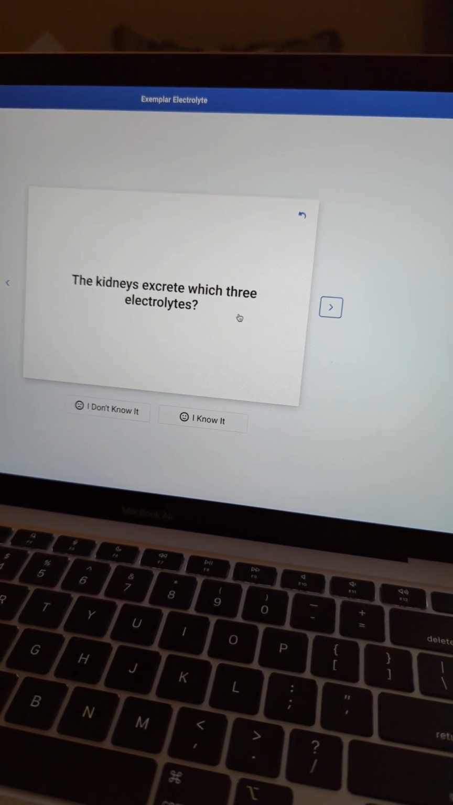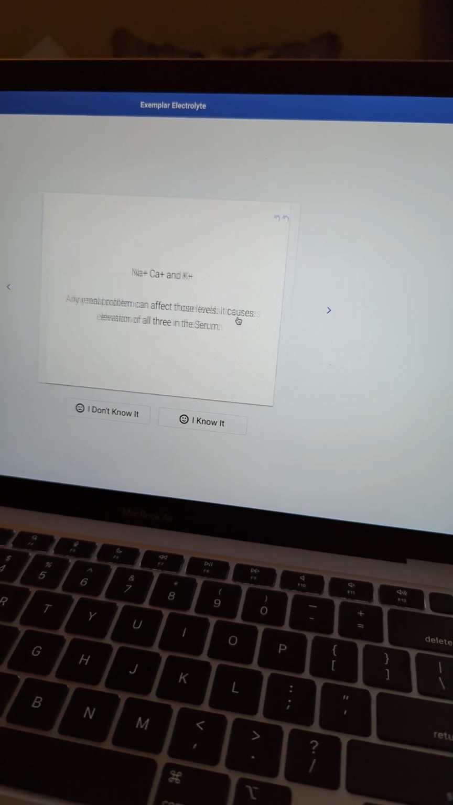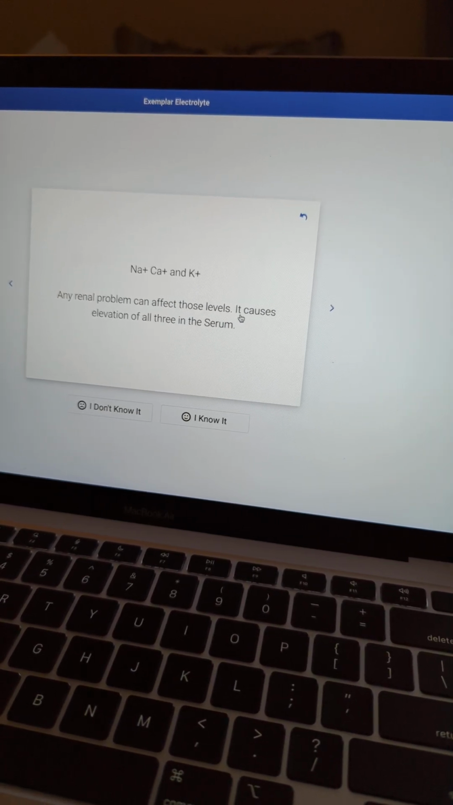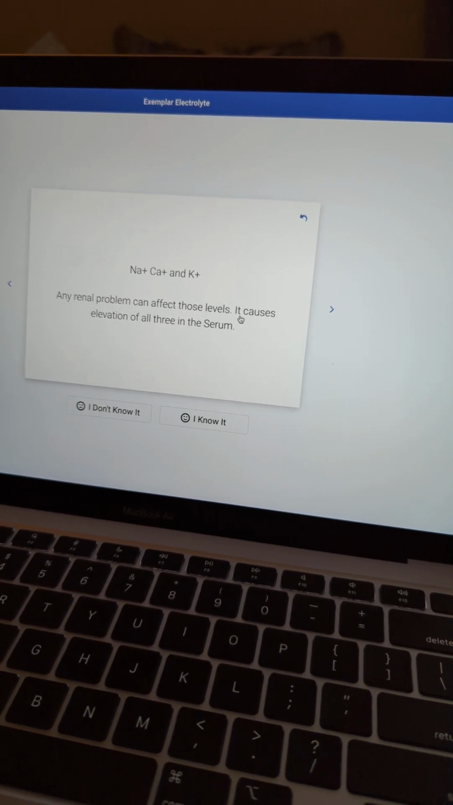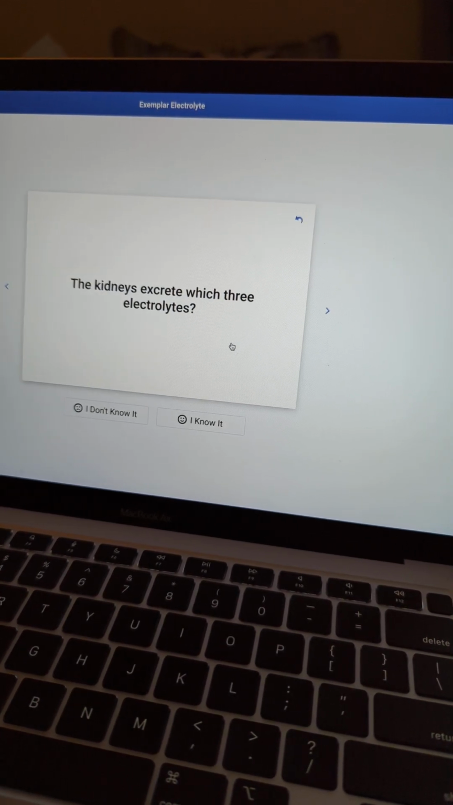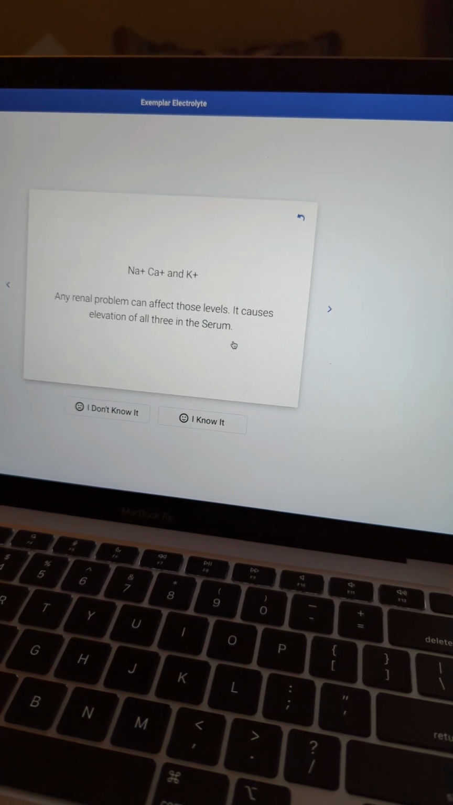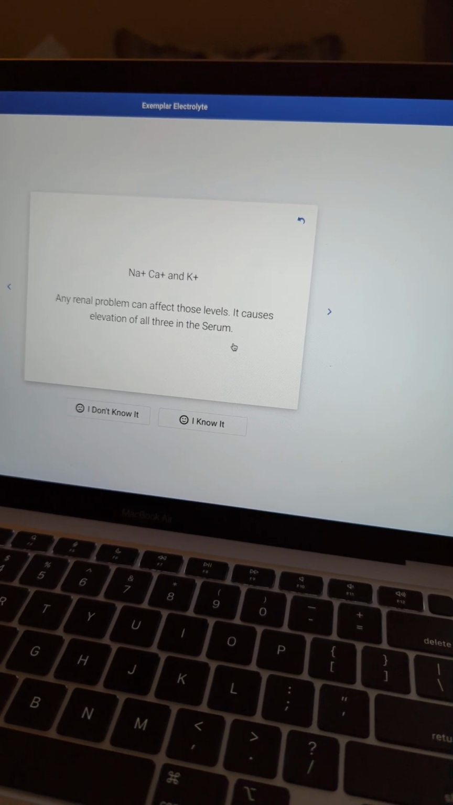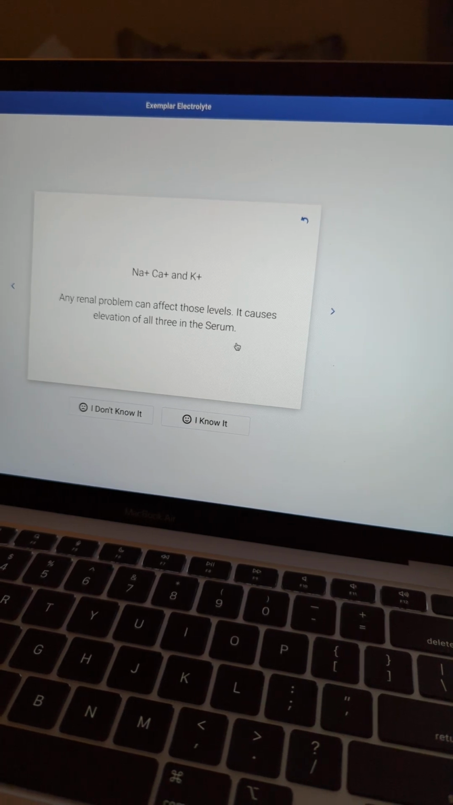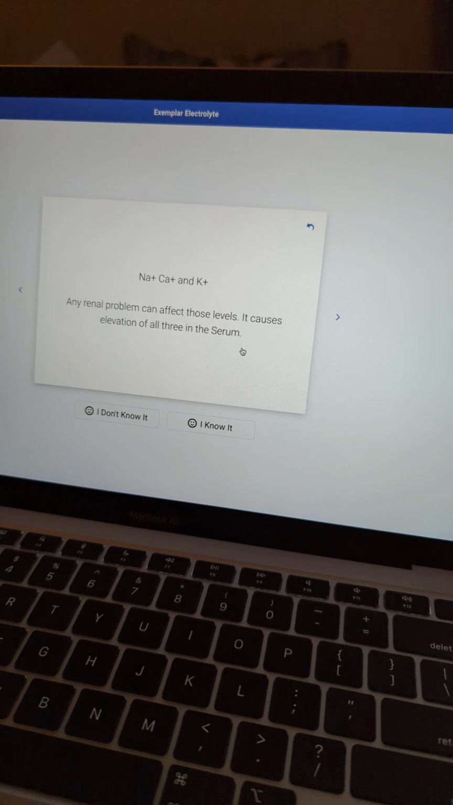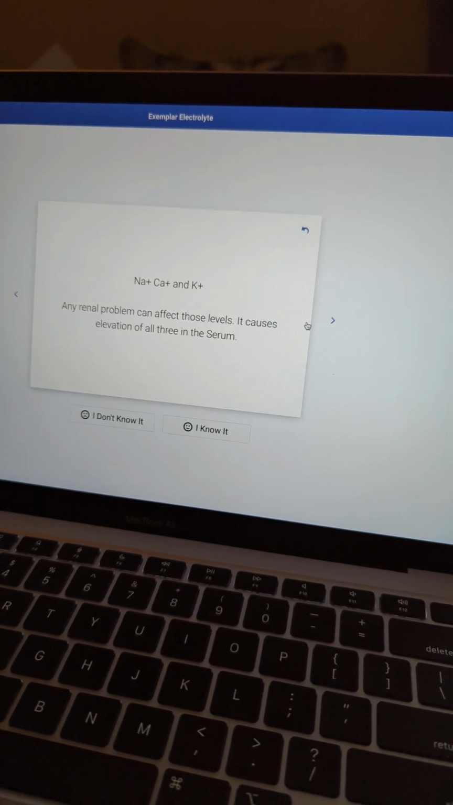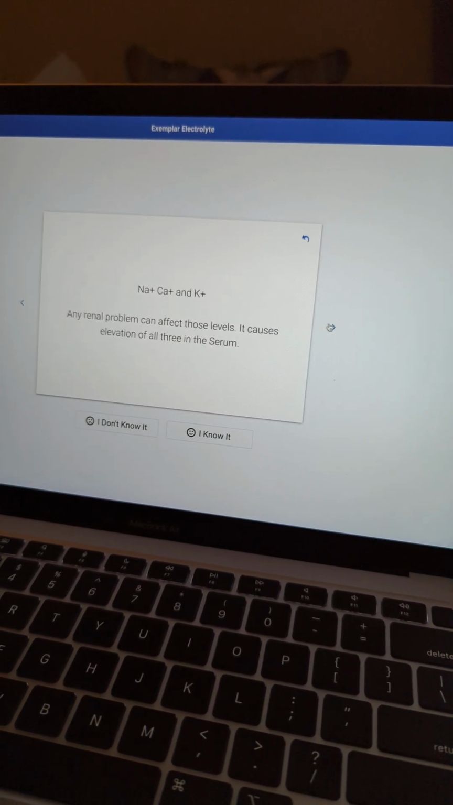The kidneys excrete which three electrolytes? Sodium, calcium, and potassium. Why am I mentioning this? Because renal insufficiency is going to cause these levels to be altered and go up because of diminished excretion. Sodium, calcium, potassium.